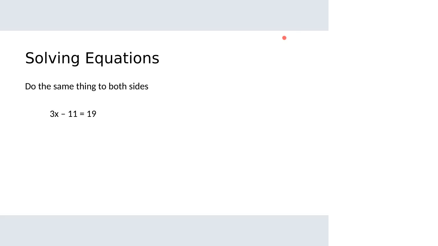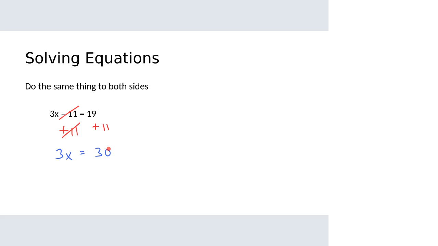Add 11 to both sides. Perfect. Thank you, Ashley. We're going to add 11. And we do that because we want this negative 11 to cancel, so we add 11 on the left-hand side. But if we add 11 on the left, we also have to add 11 on the right. And then once we've done that, now the only thing remaining on the left is 3x. 19 plus 11 will be 30 on the right.